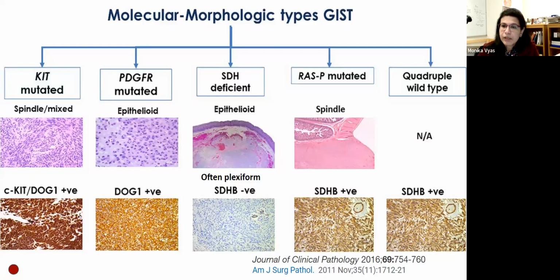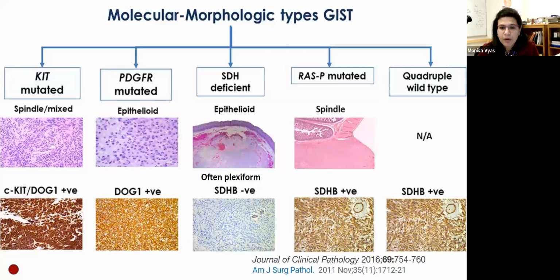And then very rarely, patients may have GIST which are negative for KIT, PDGFRA, or SDH mutations, and those could be explained by mutation in the RAS, RAF, or MEK pathway genes. Those tend to have a very spindled morphology again and will show retained expression of SDHB by immunostain. And then you can have GIST which do not have any of these known mutations, so quadruple wild type GIST, and these are also usually spindled.